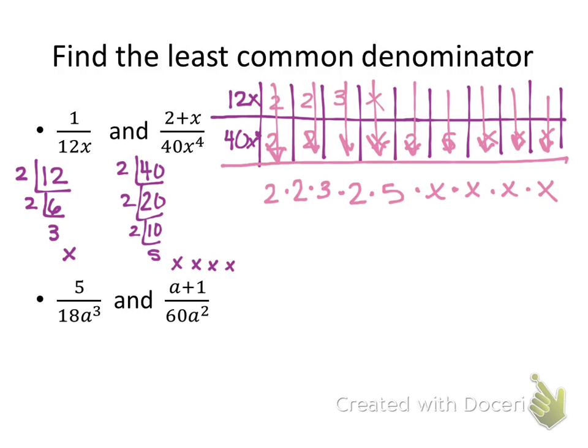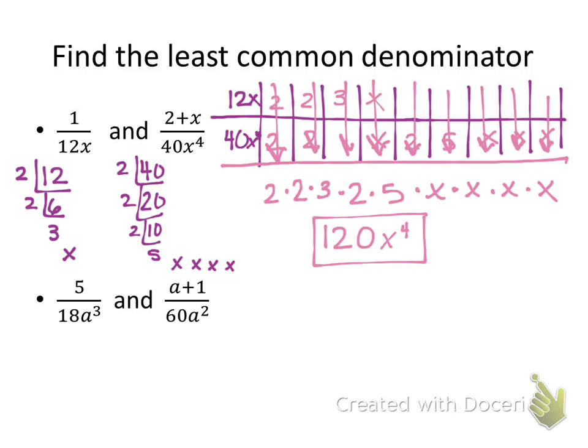So we do 2 times 2 times 3 times 2 times 5, which is 120. And how many x's do I have? 1, 2, 3, 4, so x to the 4th power. So all they're asking you to do is find the least common denominator, which is 120 x to the 4th.